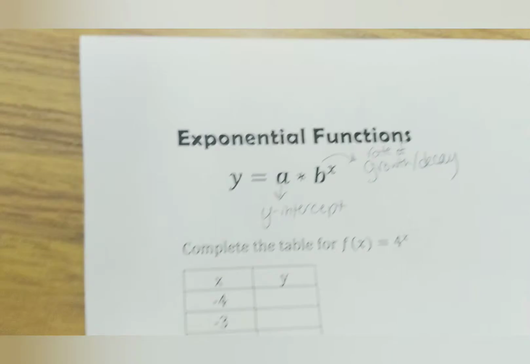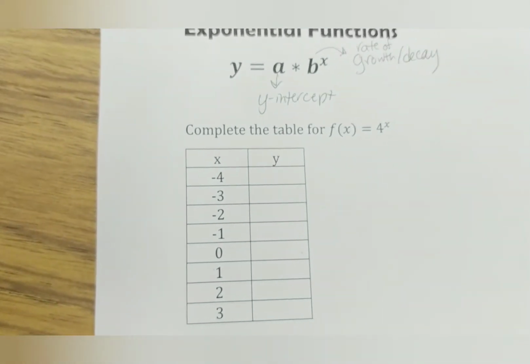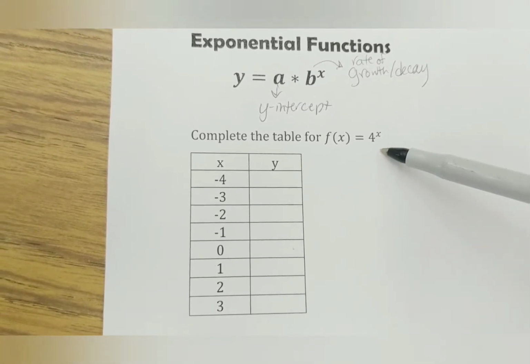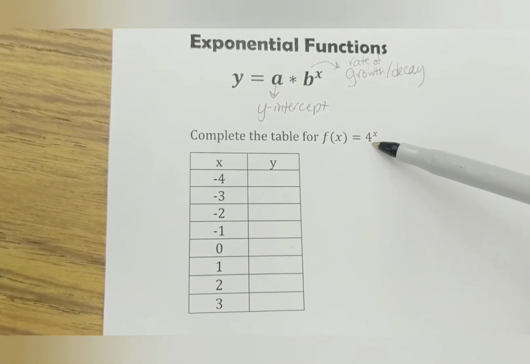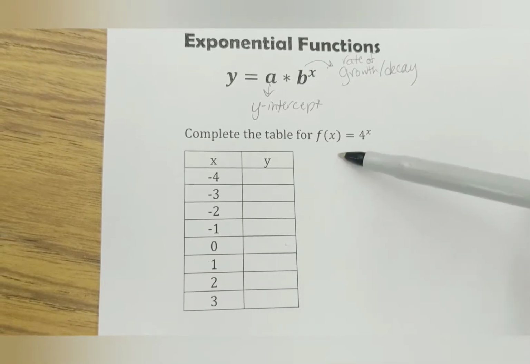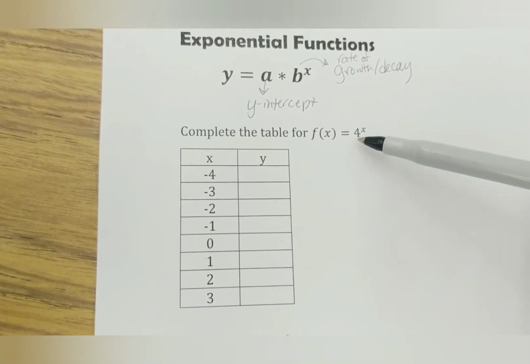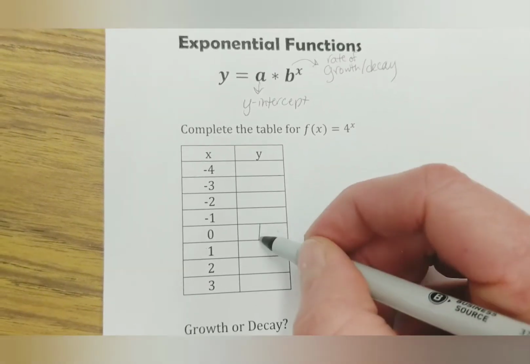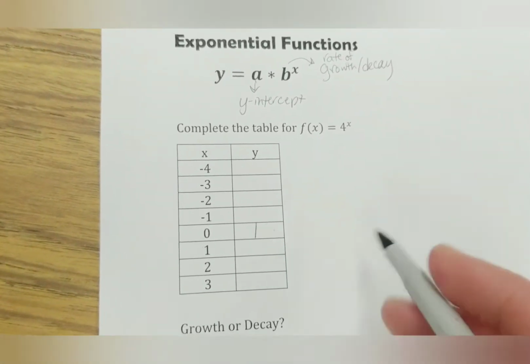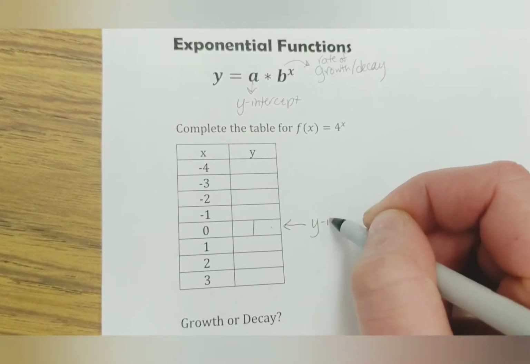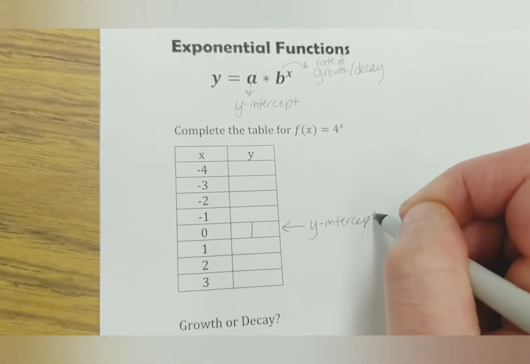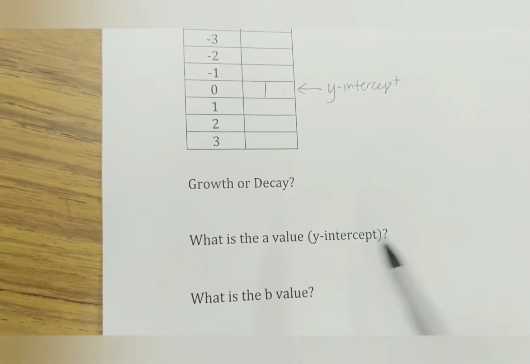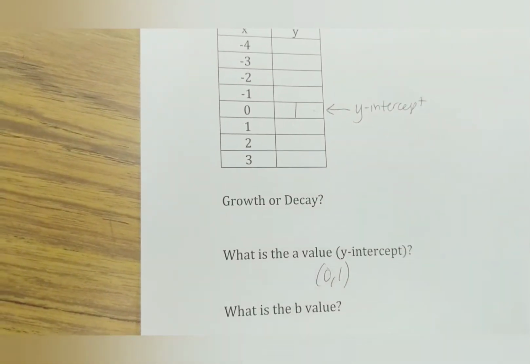All right, so we're asked to complete this table. We have a function. You're more than welcome to use the calculator to evaluate the y values, or we can just kind of think about this for a second. We know that anything to the 0 power is 1. So 4 to the 0 power, we can already put 1. So we already have a y-intercept because we see the point where x is 0. So you can come on down here and already answer one of the questions. Your y-intercept is the point 0, 1.